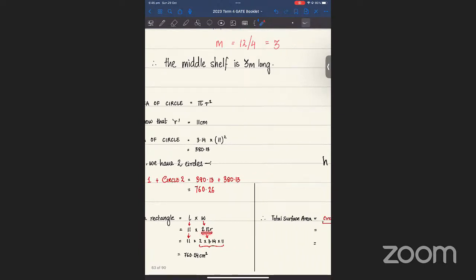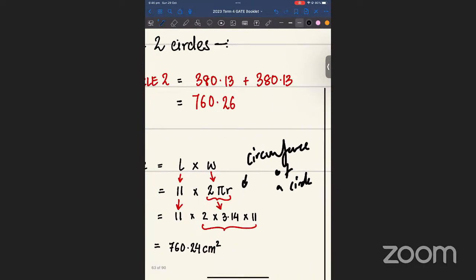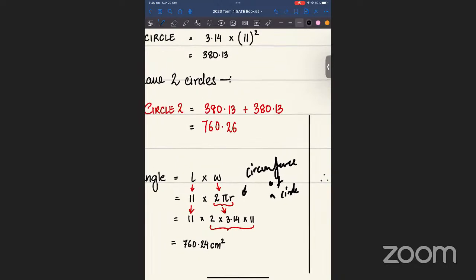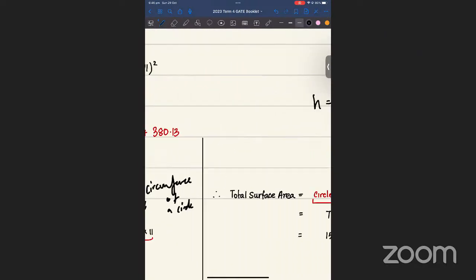So that is 2 pi r. 2 pi r is the circumference of a circle, okay? So 2 stays the same, pi is 3.14, and r was 11. So 11 multiplied by 2, multiplied by 3.14, multiplied by 11 is 760.24. Do you follow? No. Which part do you not follow, guys? How 11 times 2 pi r from there? Okay. Yes. So I'll explain it.